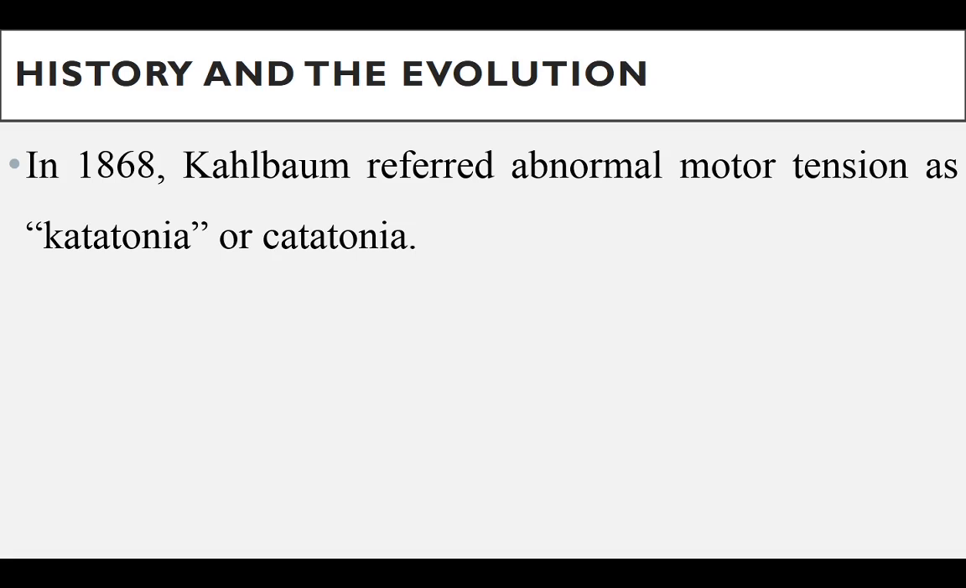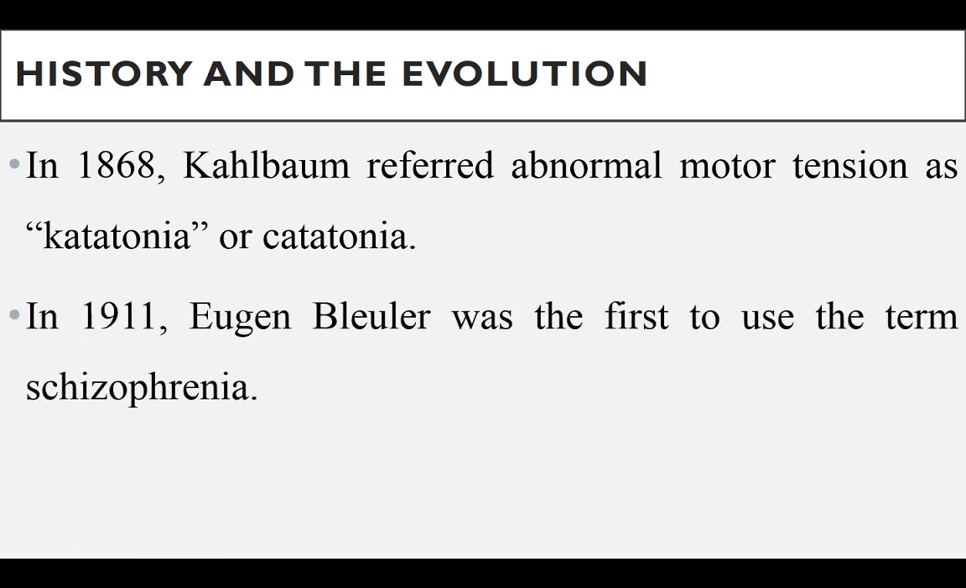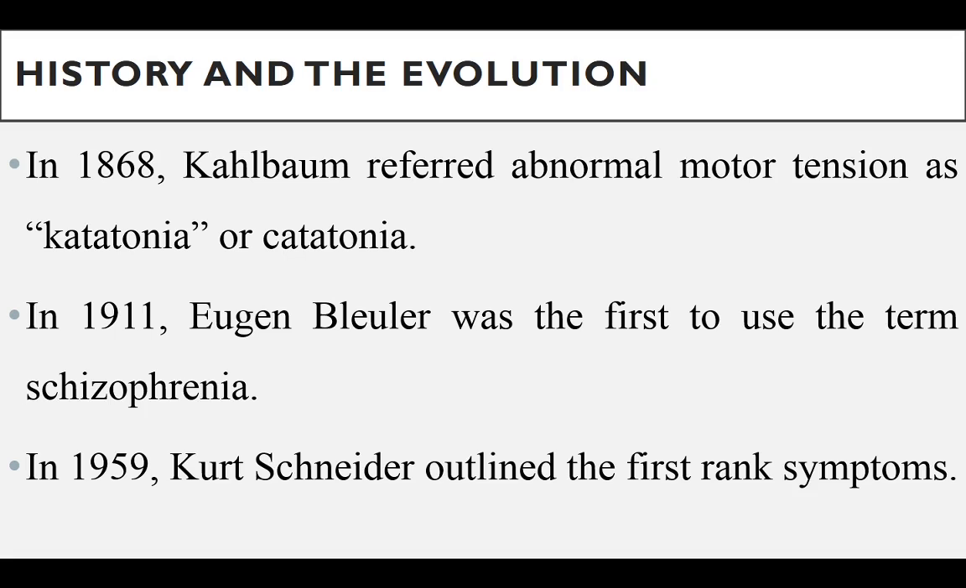In 1868, Kahlbaum referred to abnormal motor tension as catatonia. Catatonic schizophrenia is also one of the classifications of schizophrenia, which, if you will recall, has to do with the physical or motor activity of a person. Okay, now let's continue. In 1911, Eugen Bleuler was the first to use the term schizophrenia. We have discussed Bleuler's four A's. And then in 1959, Kurt Schneider outlined the first rank symptoms. If you will recall, we had discussed Bleuler's A's and the first rank symptoms, which were given by Kurt Schneider.